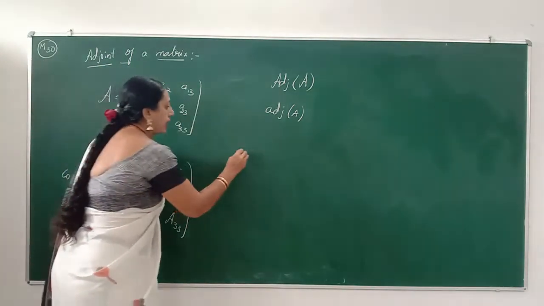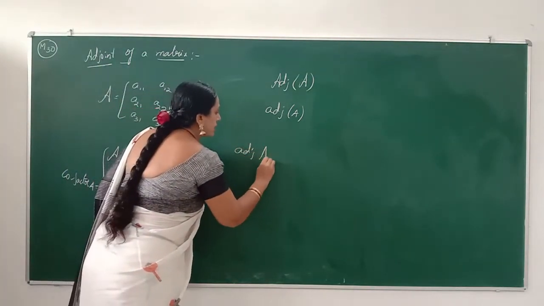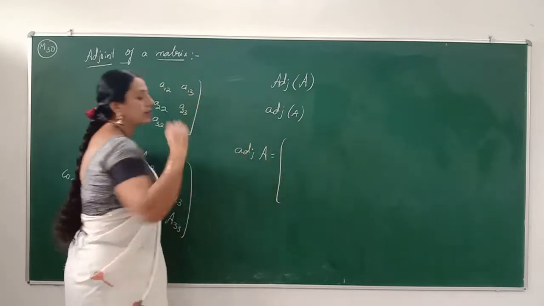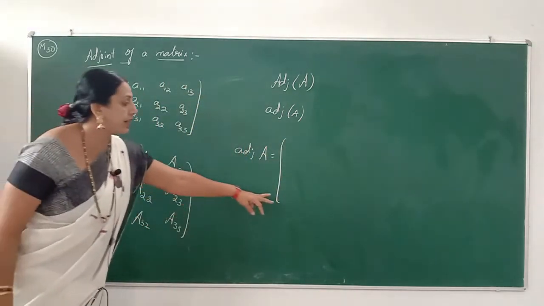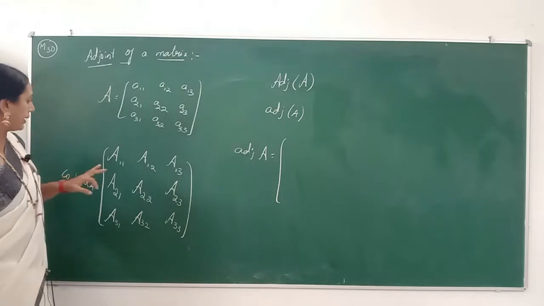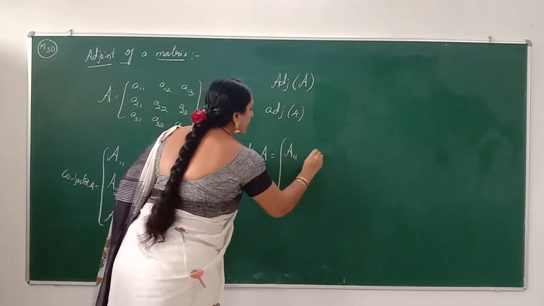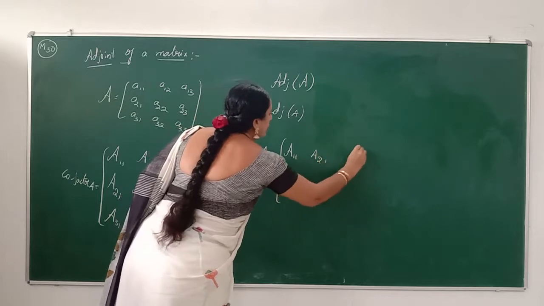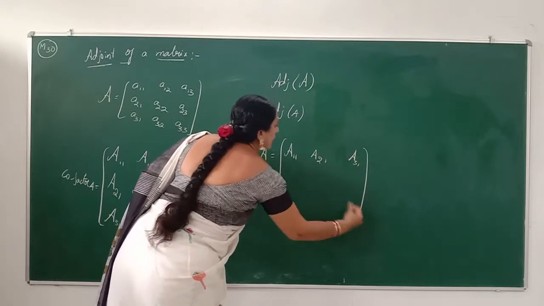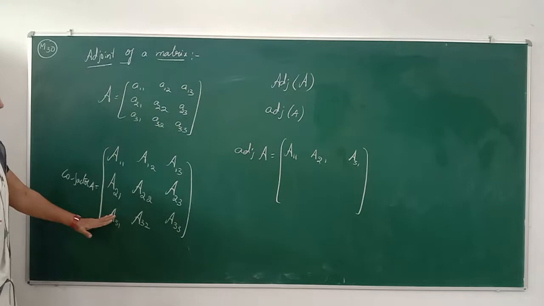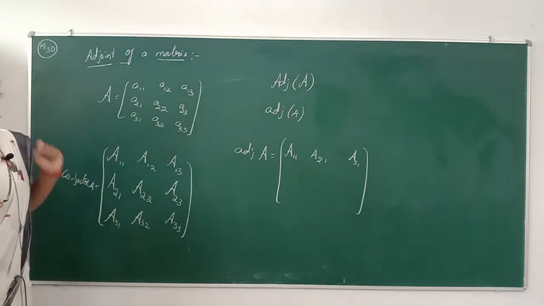So, therefore, the adjoint of the given matrix is defined as a matrix enclosed in a square bracket or simple bracket. What are the elements of the first column? A11, A21, A31 are represented in the first row. Elements of the first column are represented in the first row.